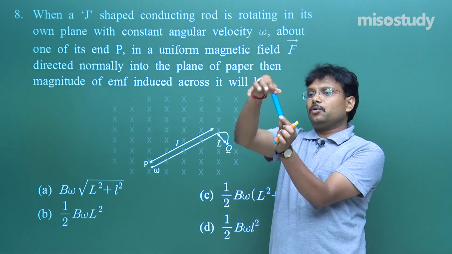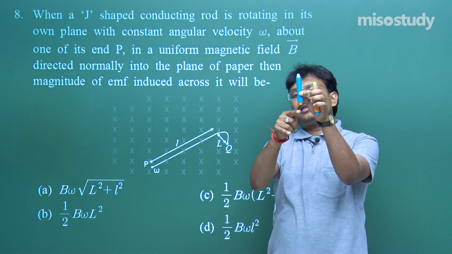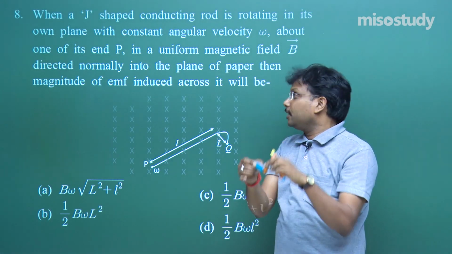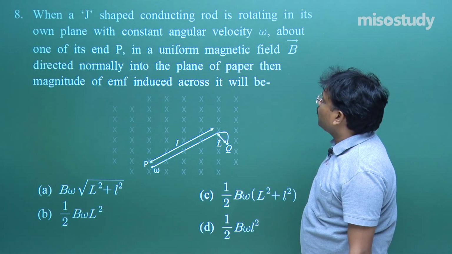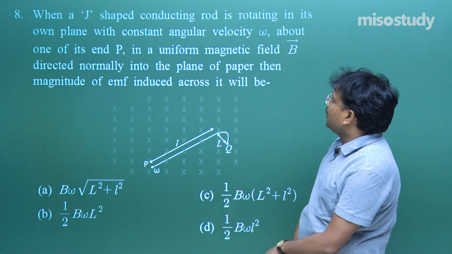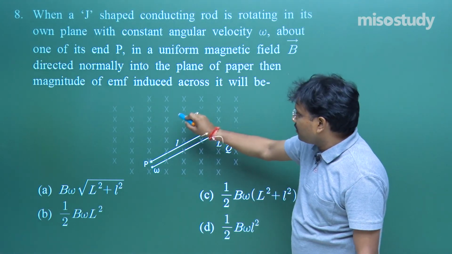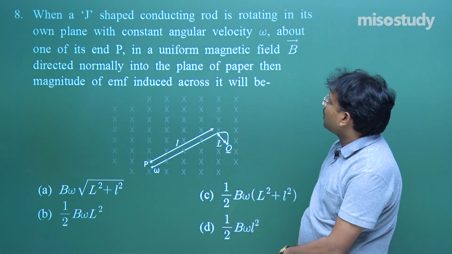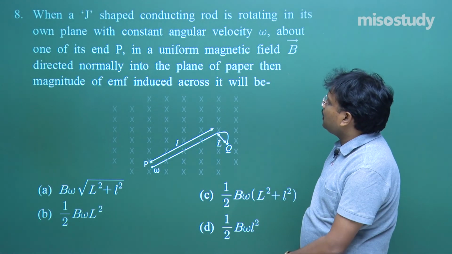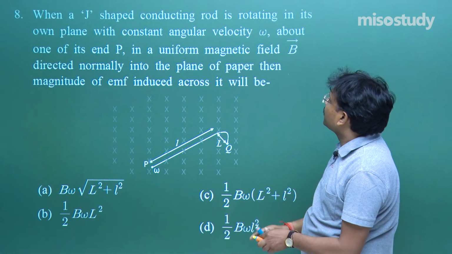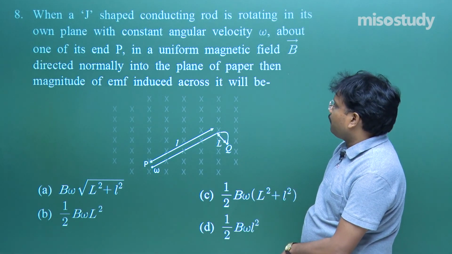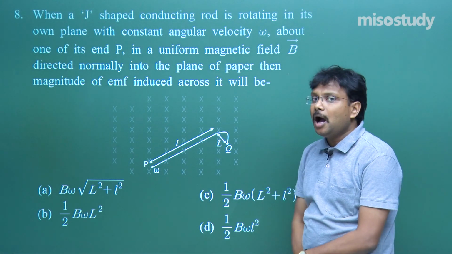This is one rod rotating like this, but I have a rod which has some portion over here, then it is rotating with angular velocity omega about one of its points, that is P, in a uniform magnetic field. I hope it is visible, small cross field B directly normal into the plane of the paper, inside this green board. Then the magnitude of EMF induced across it will be how much?